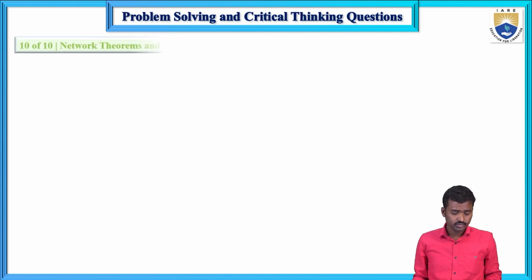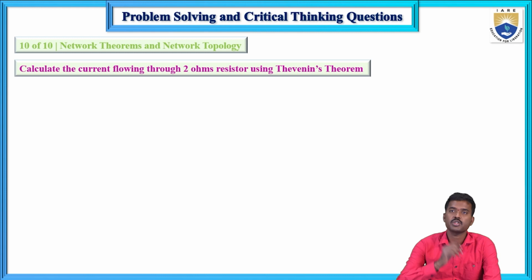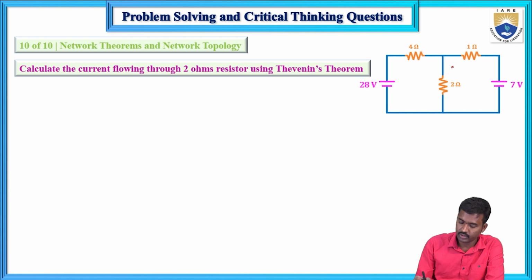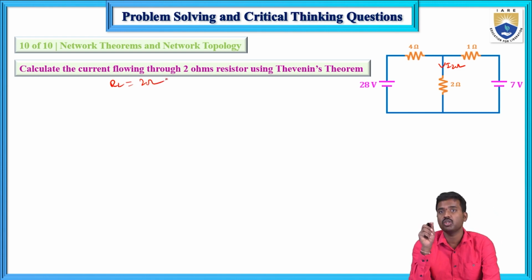Now the 10th one. Calculate the current flowing through the 2 ohms resistor using Thevenin's theorem. Same steps as we discussed in this. So this is the circuit. Same. This is the current flowing through the 2 ohms resistor. So what about the RL value? In step 1, RL equals 2 ohms, the resistor in which current is to be calculated, where you want to find out the current value.